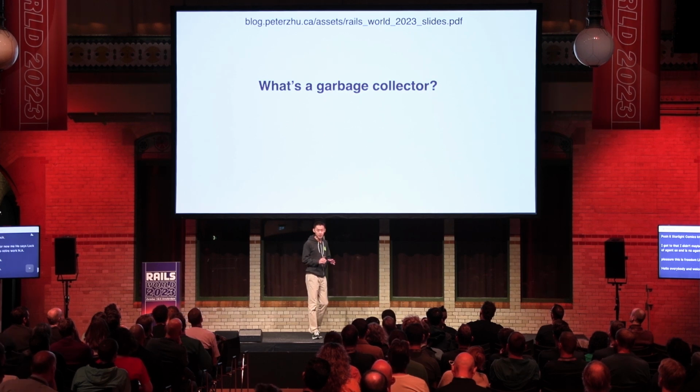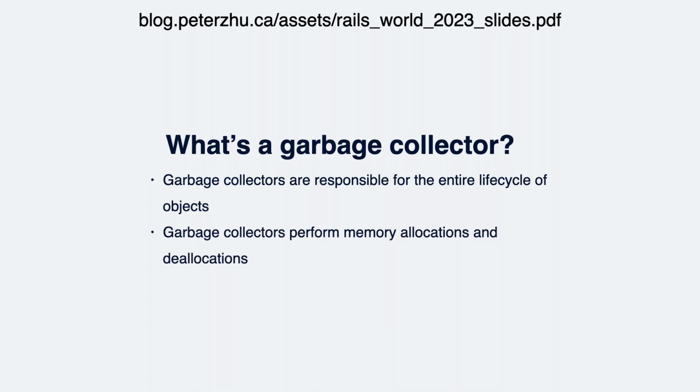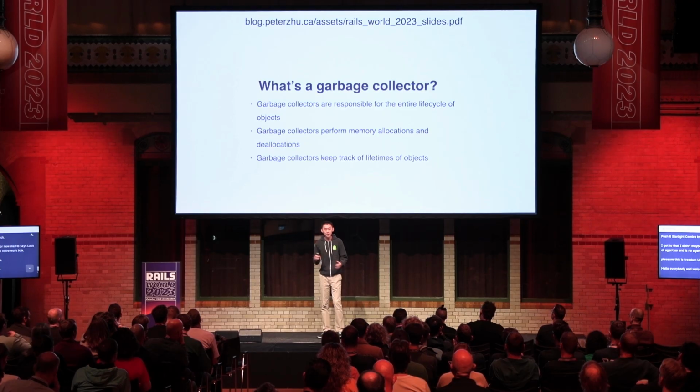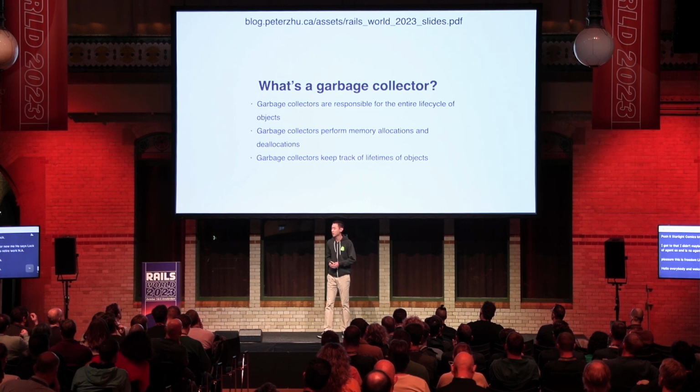First, I'll talk a little bit about what a garbage collector is. Contrary to the name, garbage collectors are not just responsible for reclaiming data objects. They're responsible for the whole life cycle of objects. Garbage collectors are responsible for allocating memory when the object is first created and recycling that memory when the object dies. Garbage collectors are responsible for determining when an object is no longer alive by keeping track of lifetimes of objects. There are various techniques to do this, such as reference counting or marking. Ruby uses a marking garbage collector, and we'll see what that means later on in this talk.